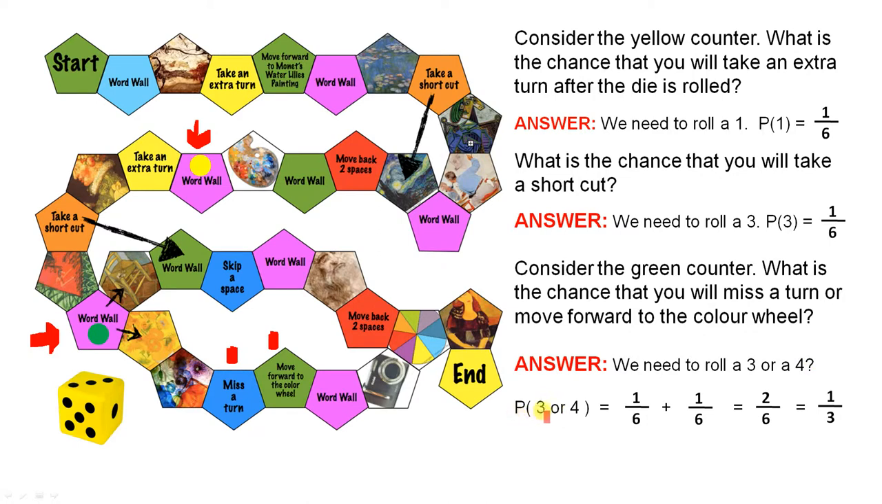The probability of rolling a 3 or a 4 is 1 on 6 plus 1 on 6. Of course, it's 2 separate numbers. That gives us 2 on 6, which is 1 over 3. Now how do we get 1 over 3? We just halve: half of 2 is 1, and half of 6 is 3.